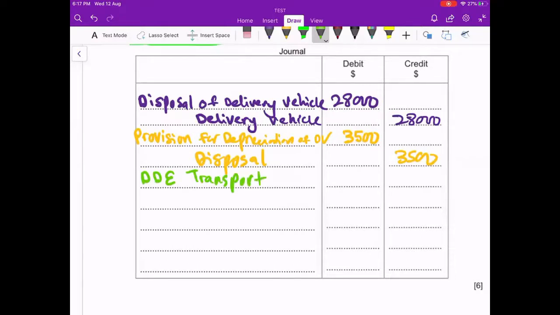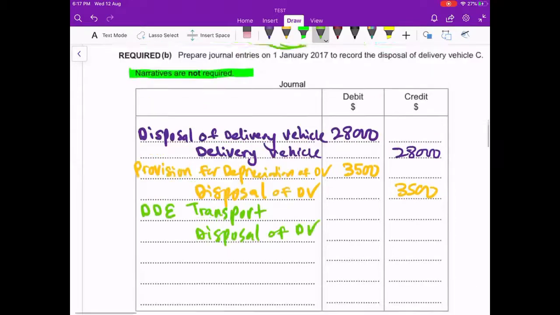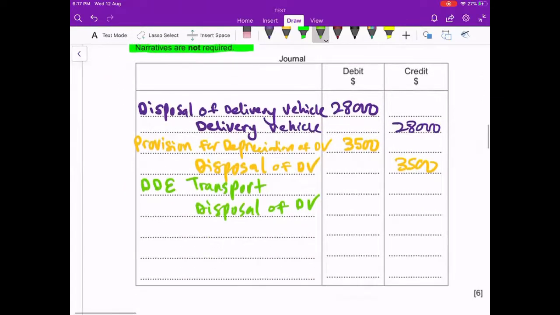And credit will be, oh sorry, just now I forgot. This one, disposal of delivery vehicle, must write in full. Okay, this one also, credit will be disposal of delivery vehicle. How much? I sell for how much? How much is the proceeds? The proceeds is 25,500.